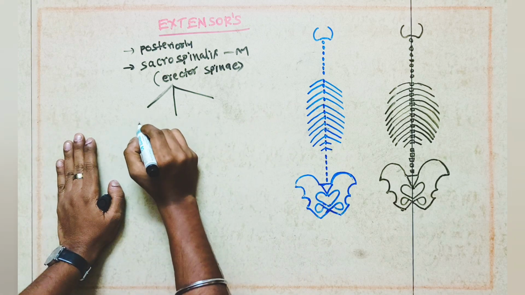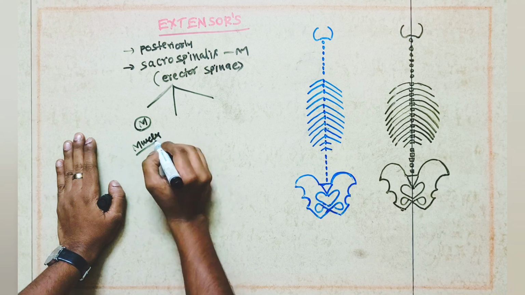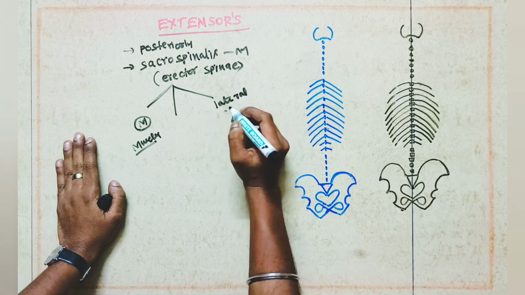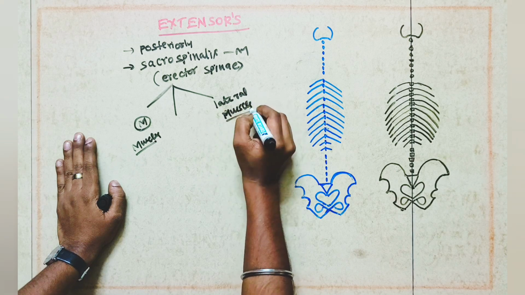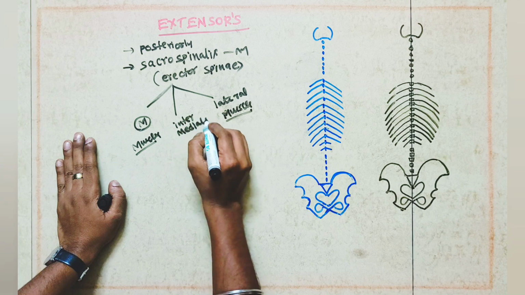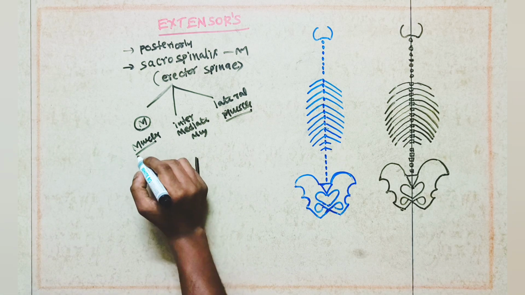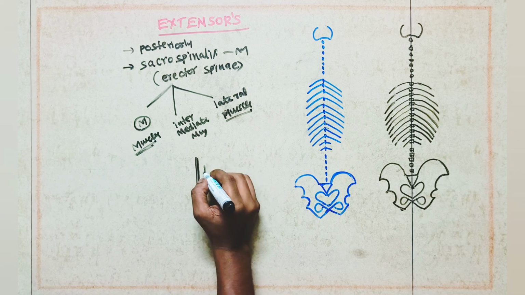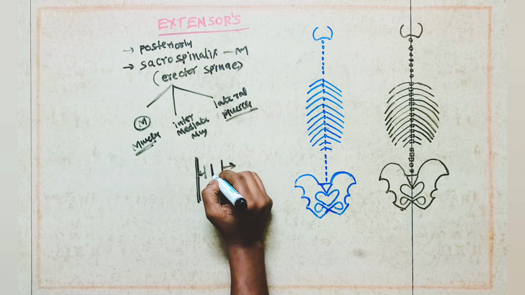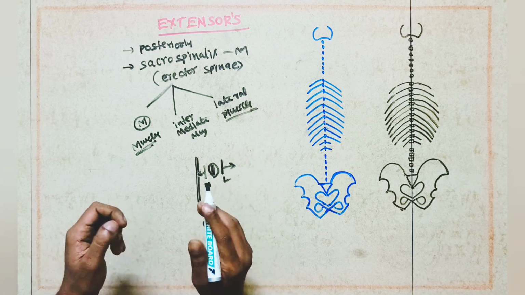First one, medially oriented muscles, and laterally oriented muscles, and intermediate muscles. How I am saying: suppose this is the vertebral column. Medial muscles will be medial to the vertebral column. Lateral muscles will be lateral to the vertebral column. Intermediate muscles will be between the medial and lateral muscles.